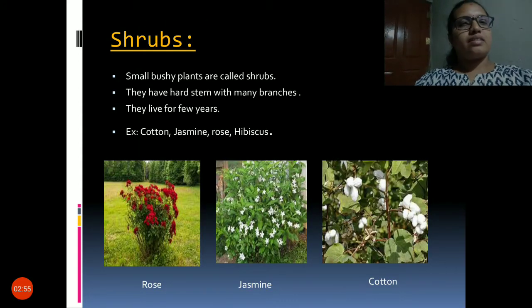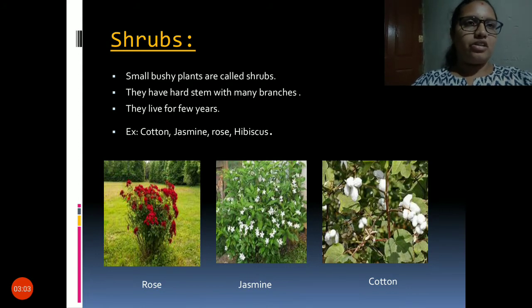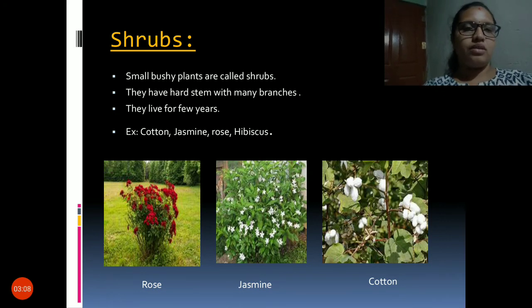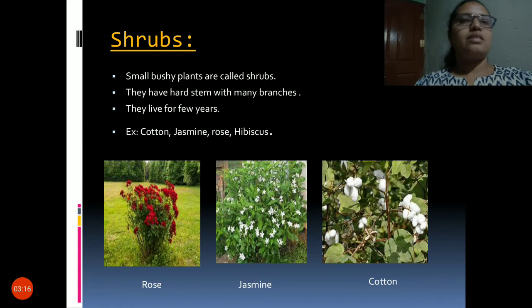Next is shrubs. These also we can observe in our surroundings. Small bushy plants are called shrubs. Shrubs will not grow so tall. They will spread around. They have a hard stem with many branches, and they will not live for long. They live for a few years, not for a long time.